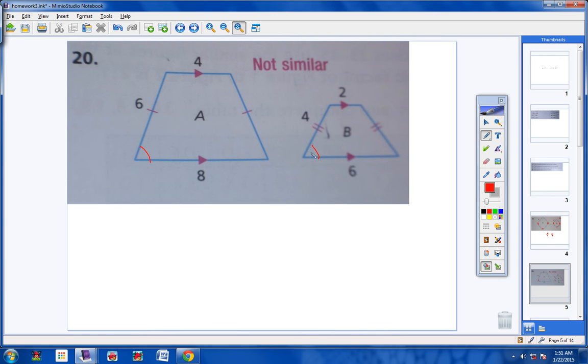this angle over here, and this one is congruent to this one here, and this one here congruent to this one here, and this angle here congruent to this angle here. We don't know that for sure, okay? Because we don't know what these angles are. So if you don't know for sure that the angles are congruent, then you cannot state for sure that they're similar, okay? So we're going to say not similar.